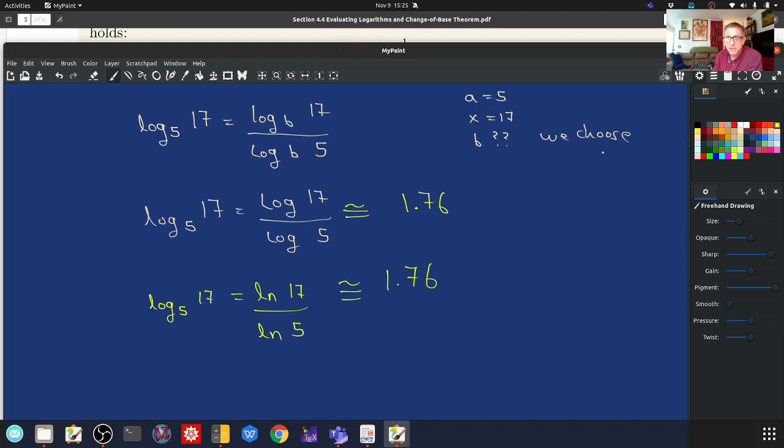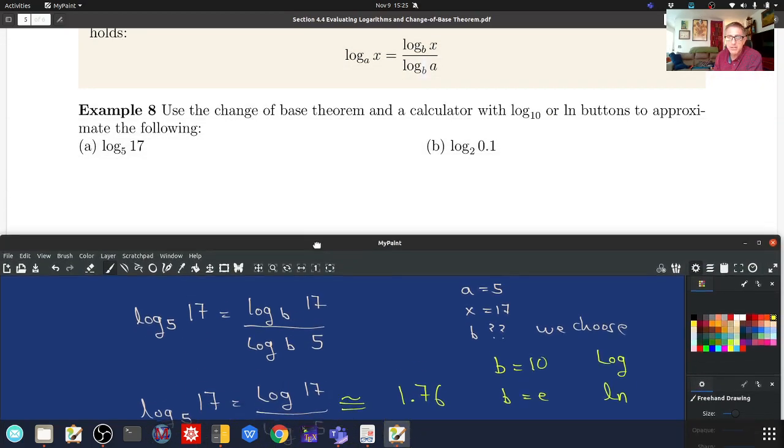So you get to choose the base. I would say choose 10 or choose e. If you choose 10, that means you use the log button. If you choose e, you use the ln button. And that's all there is to it.